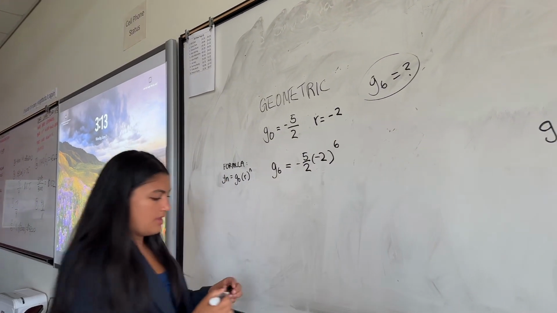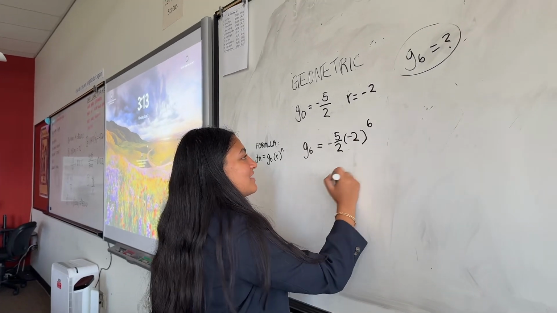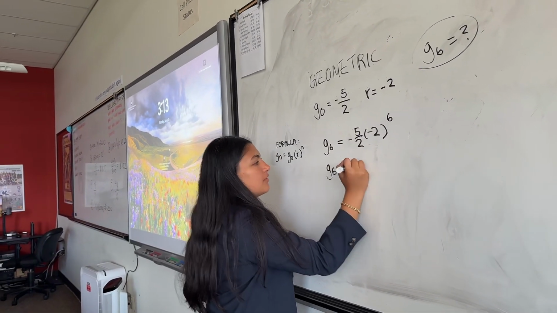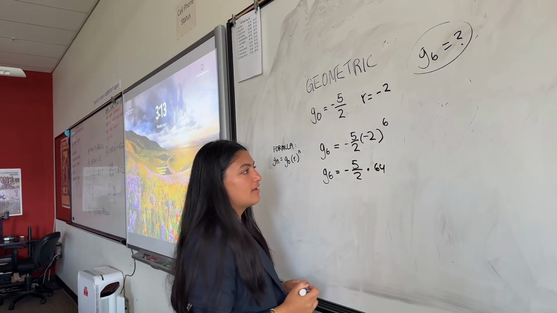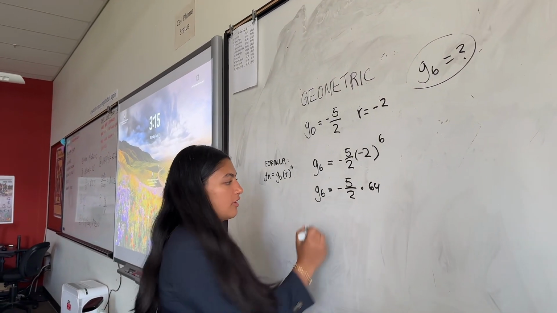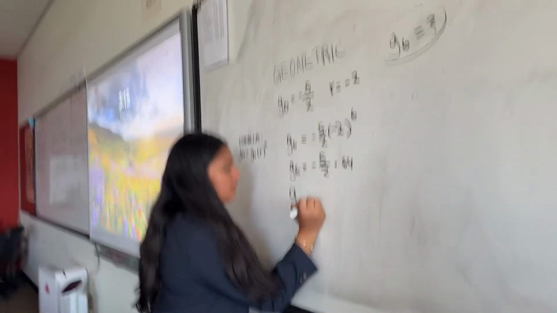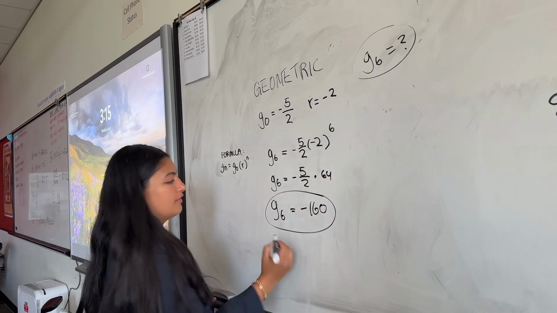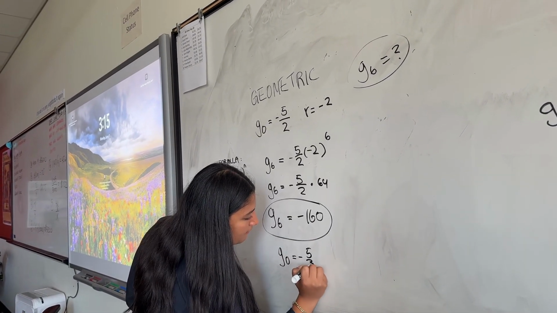And if you know math, you know -2 to the 6th is 64. So g of 6 equals -5/2 times 64. Okay, now we have -5/2 times 64, which equals -160. So you have g of 6 equals -160. And you also have g of 0 equals -5/2. Voila.